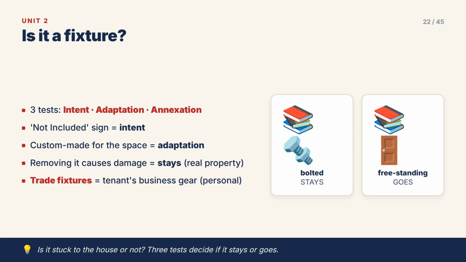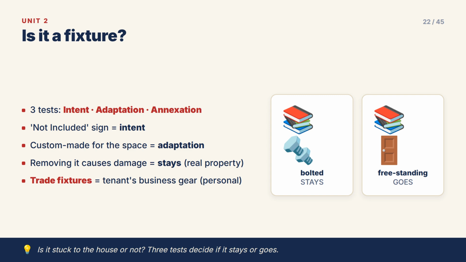When something's attached to a house, courts run 3 tests. Intent: did the person mean for it to stay? That not included sign on the stove is intent in action. Adaptation: was it custom made for this space? And annexation, the method of attachment: would removing it cause damage? Tack down carpet fails that one, so it stays. A bookcase deliberately left unattached? The annexation test says personal property, it goes.